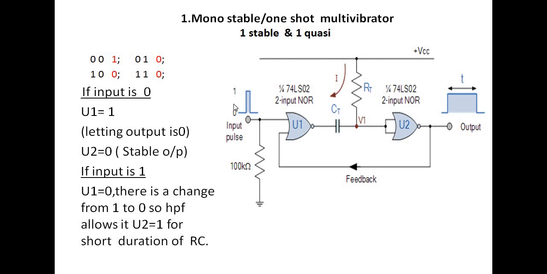Right? So if the input is high, instead of taking the input as 0, if you take the input as 1, the output of first NOR gate is going to be 0. There is a change from 1 to 0. Earlier output of U1 is 1. Now output of U1 is 0. There is a change from 1 to 0. So high pass filter allows this change and gives it as an input to U2. Right? So output of U2 is going to be 1.